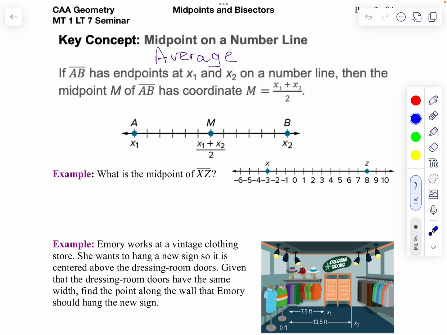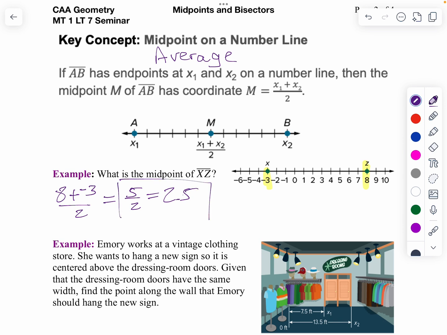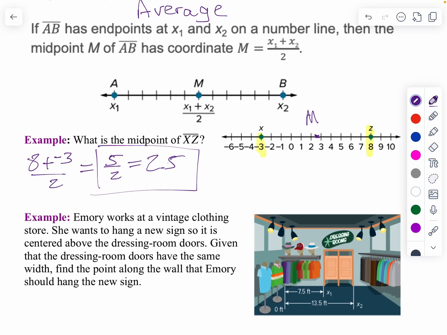So on this example, I want to find the midpoint of XZ. I notice one endpoint's at -3, another endpoint's at 8. So we're going to say 8 plus -3, we divide that by 2. You get 5 halves or maybe 2.5. I don't care which way you write it. I like 2.5 because we're on the number line. It's easier to see that our midpoint is going to be right at 2.5.